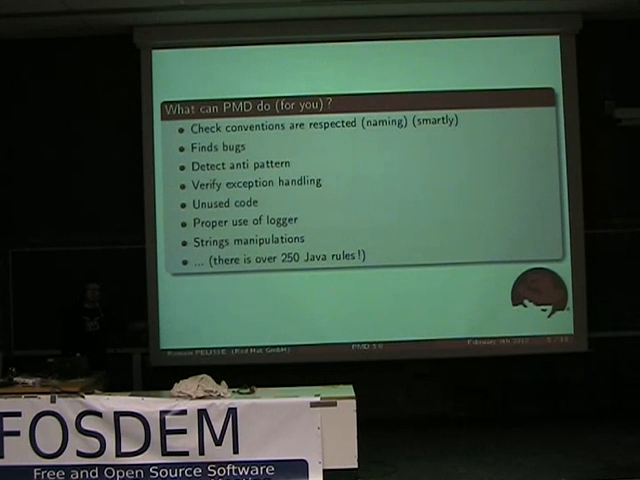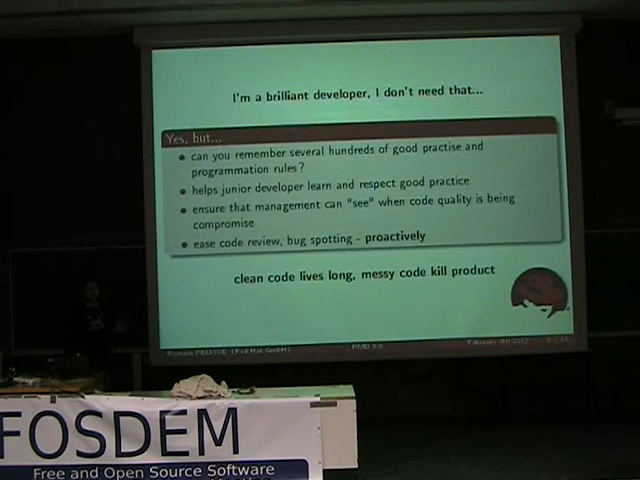Are you using StringBuilder? Are you using String? What is the other one? Well, the right kind of string you have to use, whatever. Basically, there are more than 250 rules coming with PMD, which is a lot of rules. So now you're going to say, okay, I don't care. I mean, obviously, you're coming to FOSDEM. You're all very bright developers. You're all like kernel hackers, so you don't need a tool telling you how to code. Yes, but can you actually remember more than 200 different programming rules while you're coding?